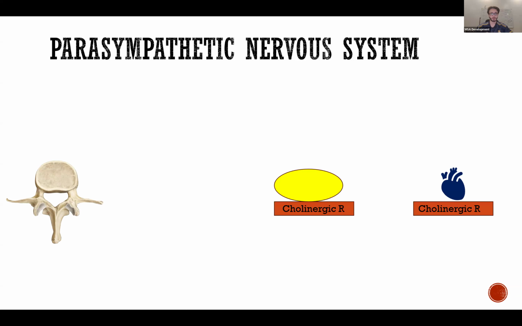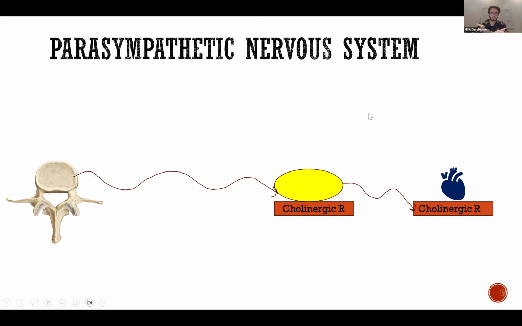As we said, it is responsible for the rest and digest mechanism of the body when the body is relaxed, and it also has preganglionic and postganglionic neurons. Let's go through them in depth. We have the spinal cord. It gives us the preganglionic neuron. As you can see, the preganglionic neuron is very long, because the ganglion is very close to the target organ. I want you to keep this in mind.